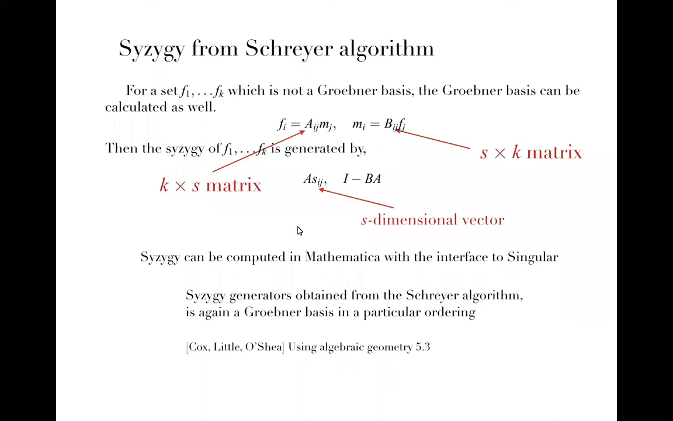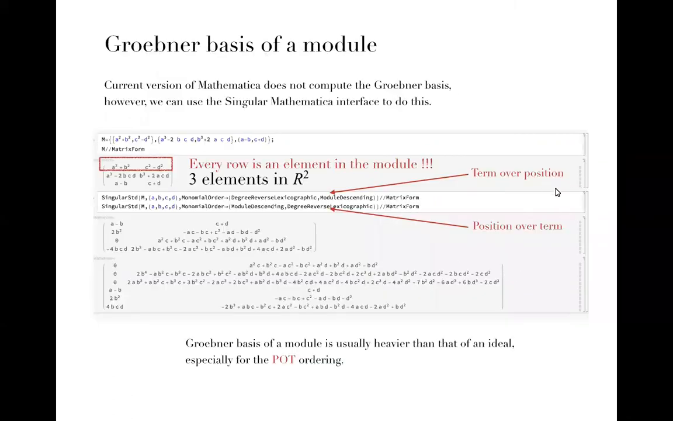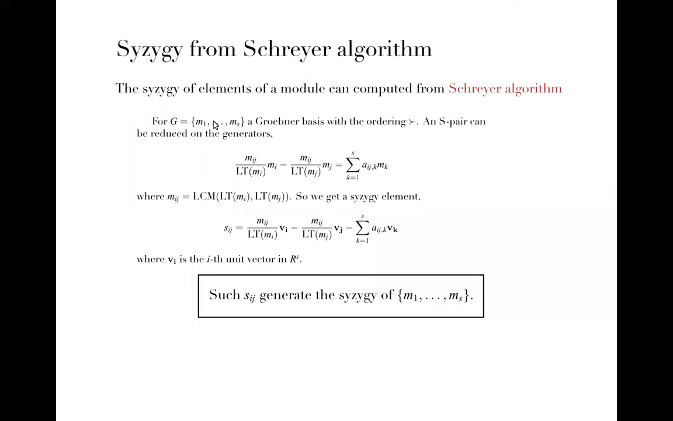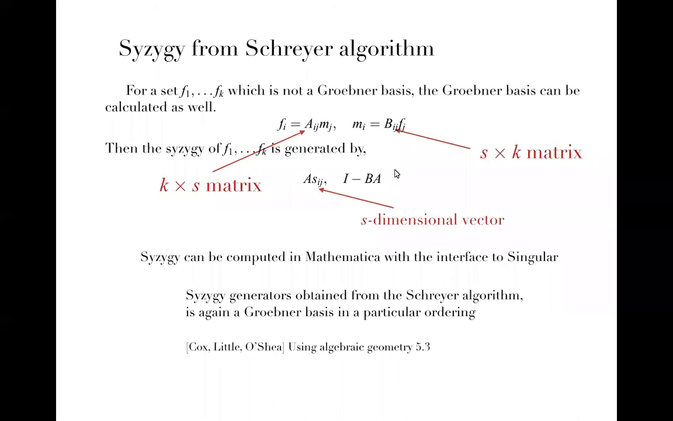But the important thing is you get this kind of generating set, but is the generating set itself a group of basis of this CCG? That's a very good question. Actually it is, but it is not the normal group of basis we are talking about. It definitely is not this kind of term over position over term ordering. It's a special weighted ordering, which depends on the original F and on the original degree of the M. So itself is again a group of basis, but it's a group of basis in the weighted ordering. So in many cases, although you have this generating set and you know it's a group of basis, you still want to calculate the group of basis with some kind of normal ordering. Okay, you can check this in the algebraic geometry book, section 5.3 for this.